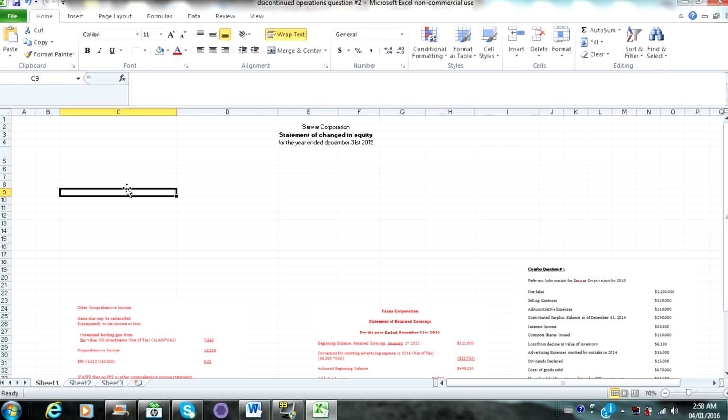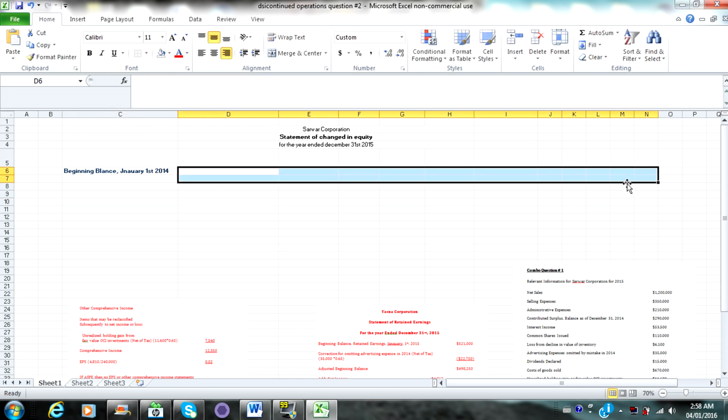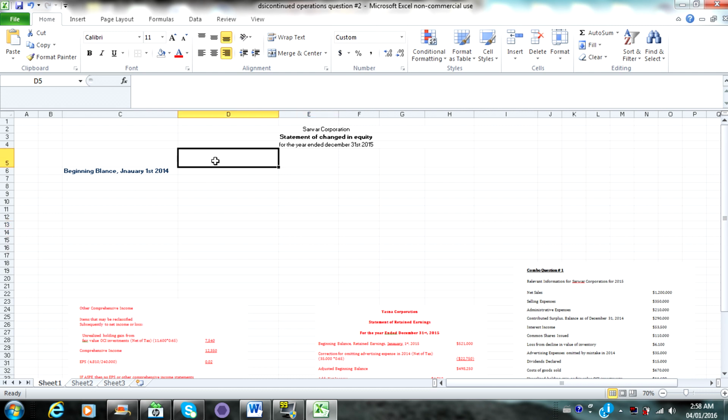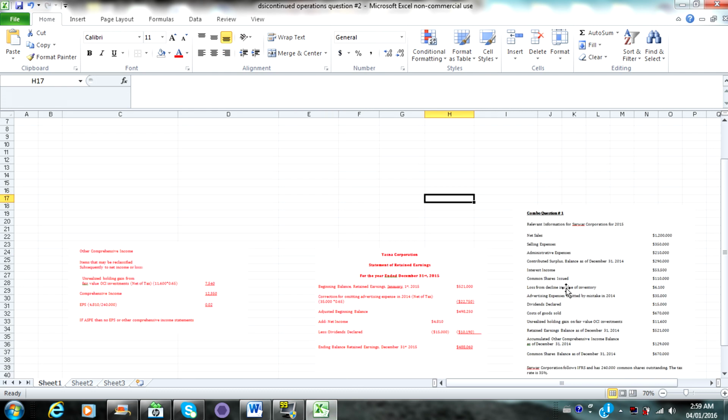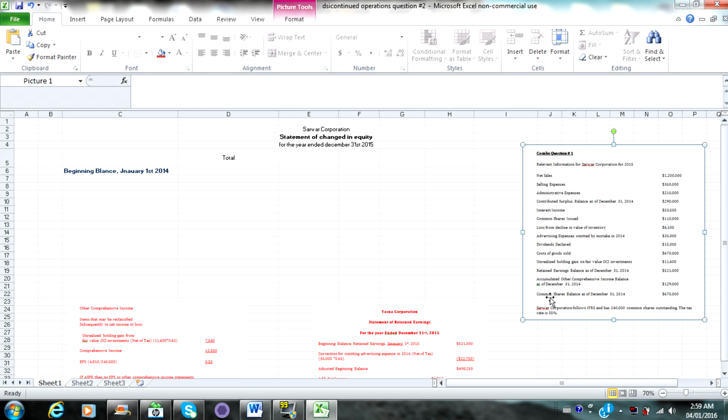So usually, the first thing we like to do is add in our beginning balance, January 1st, 2014. We want the beginning balance of all of our shareholders' equity accounts, and usually we're going to have a total column. And from our givens, from the screenshot, let's look at what kind of shareholders' equity accounts we have.